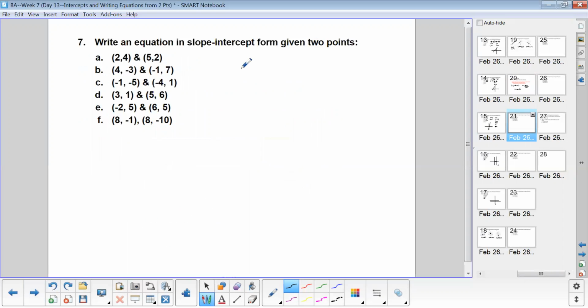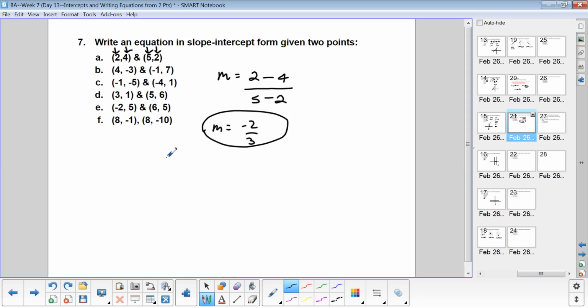So let's look at part A. I need to find the slope. So I'm going to look at y2 minus y1, and I'm going to divide by x2 minus x1. And so my slope will be negative 2/3. And now I'm going to use that slope, but I just need to pick one of these two ordered pairs. So I'm going to choose this one. So I have a point and I have a slope.